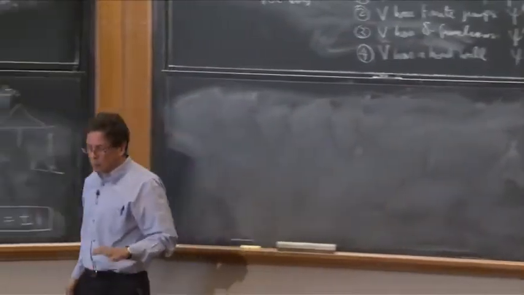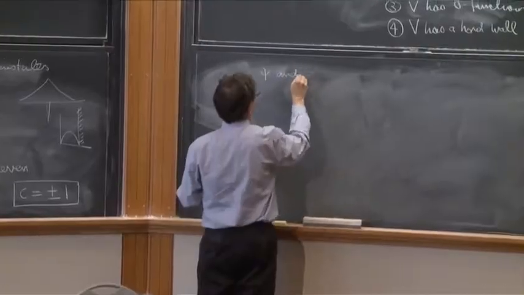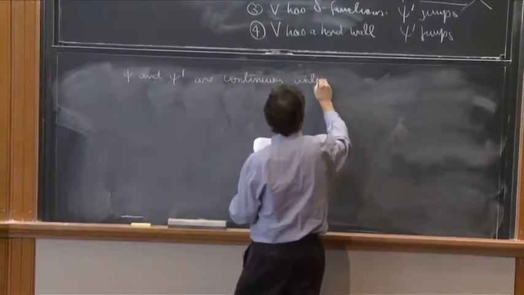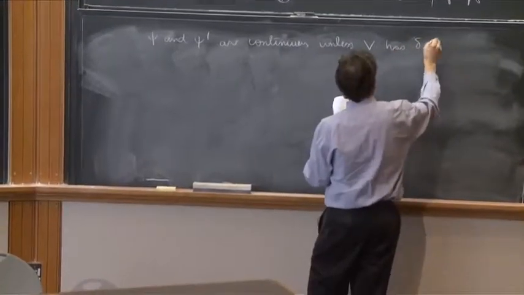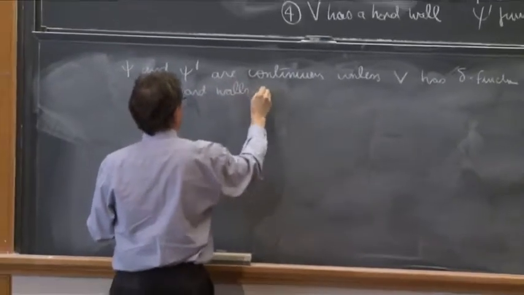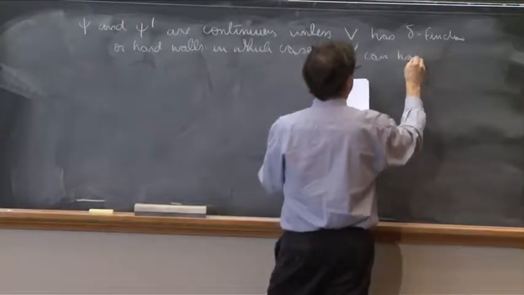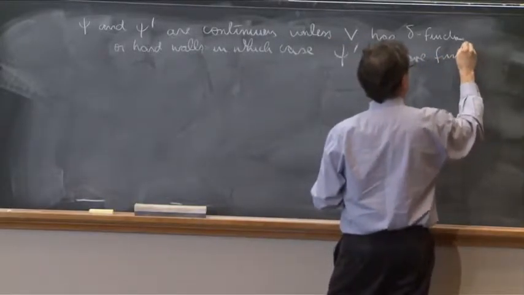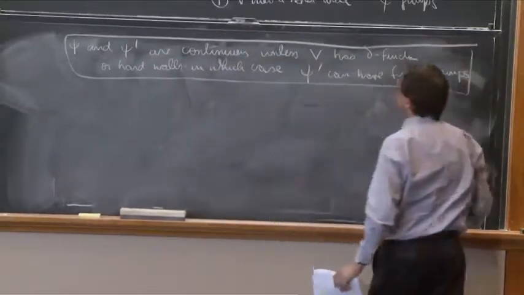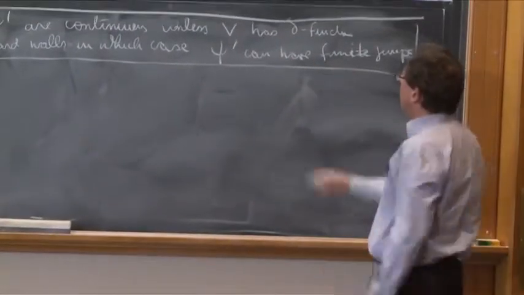So we can summarize this in just one sentence. The sentence reads: psi and psi prime are continuous unless V has delta functions or hard walls, in which case psi prime can have finite jumps. So basically, psi and psi prime continuous. Exceptions: delta functions and hard walls, and psi prime can change.